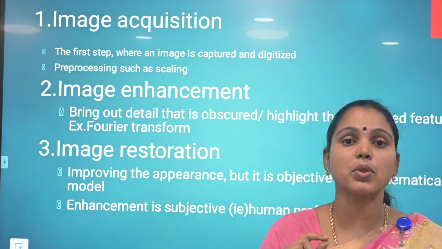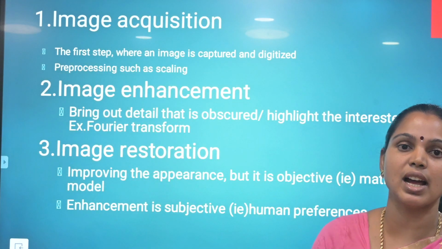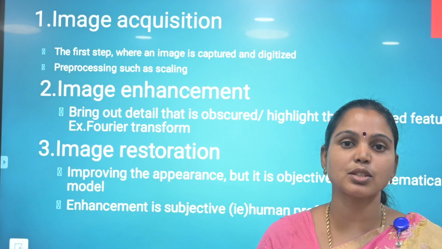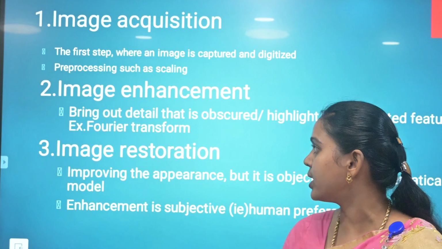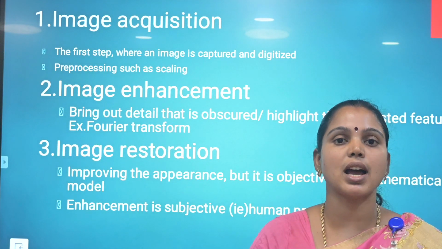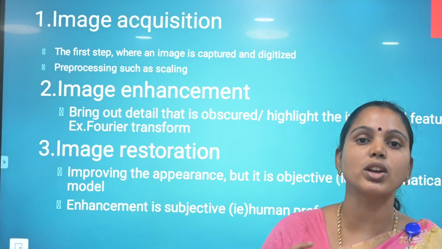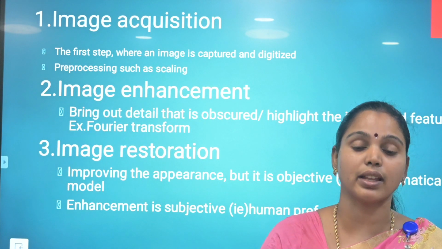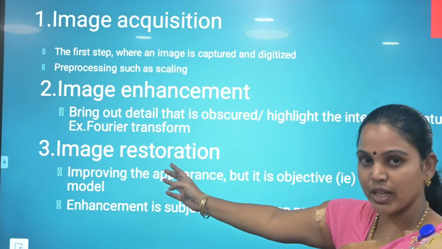There may be some pre-processing such as scaling also done. And the second one is image enhancement. After the image is captured, we can do some enhancements by using arithmetic and logical units. And the next one is image restoration. While capturing the image as well as transferring it into other systems, some noise may be added. That noise is rectified from the image and we restore the image back to the original. That is referred to as image restoration.